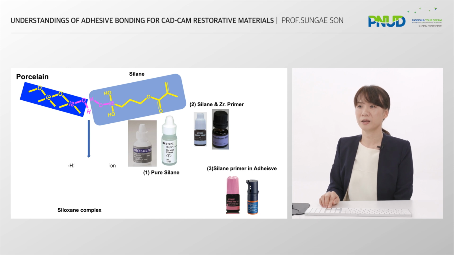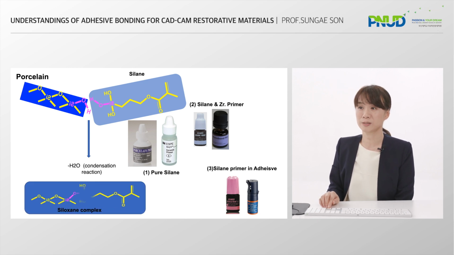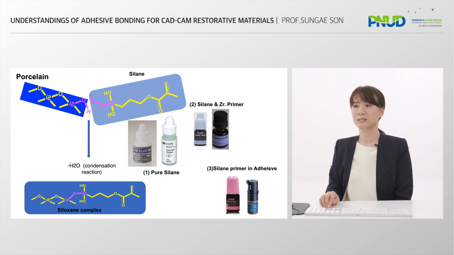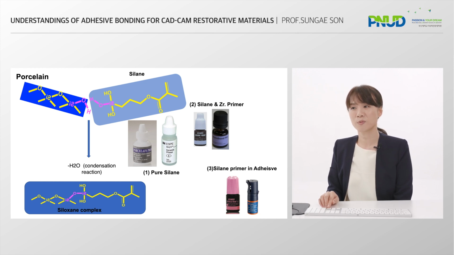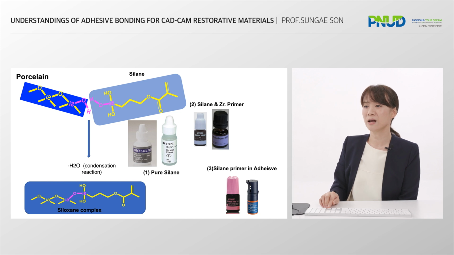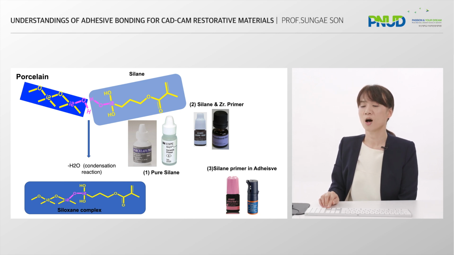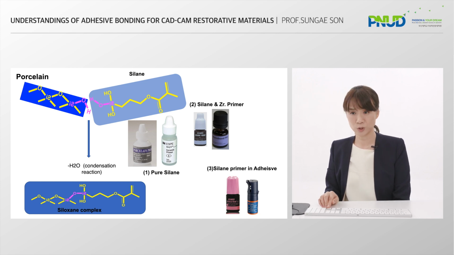Moreover, in the dental market, 3 types of silane products have been released. First, a pure silane, a porcelain primer containing only silane monomer components. Second, products that can be used as a porcelain primer as well as a zirconia primer, including both silane and acidic phosphate monomers. And third, products containing silane components in adhesives with functional monomers, such as MDP, have been introduced.